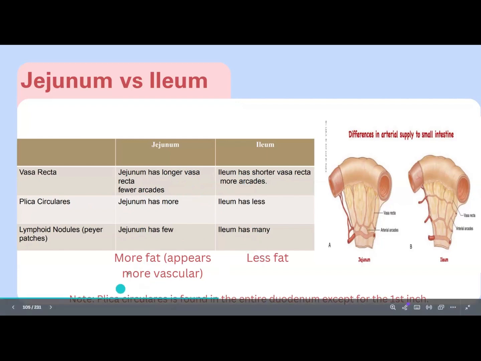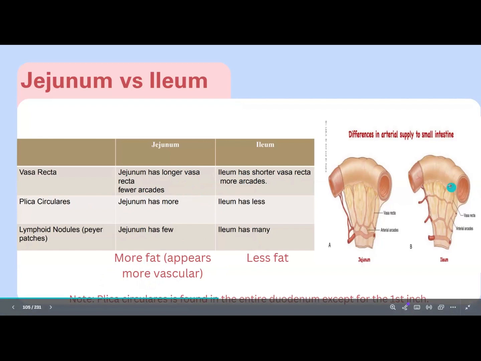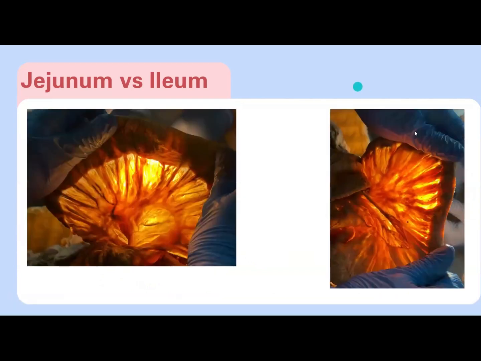Okay. Now, this is an important note. The plicae circulares are found in the entire duodenum except for the first inch. Okay, keep that in mind. Let's look at pictures right now. Can you guys tell me which one is duodenum and which one is ileum?